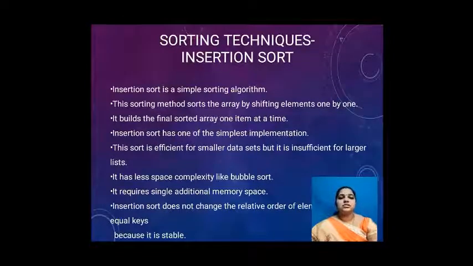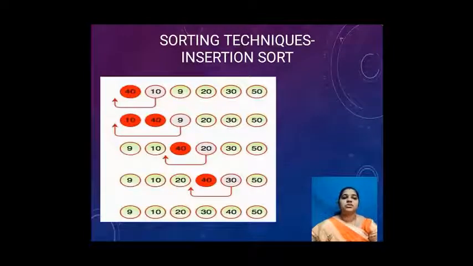Next one is insertion sort. Insertion sort is a simple sorting algorithm. This means it sorts the array by shifting the elements one by one. Insertion sort has one of the simplest implementations. It is efficient for smaller data, but it's inefficient for larger data. It has less space complexity like the bubble sort, but it requires a single additional memory space because it is a table. So this is an example of an insertion sort.